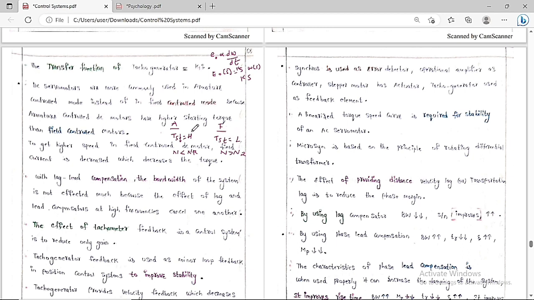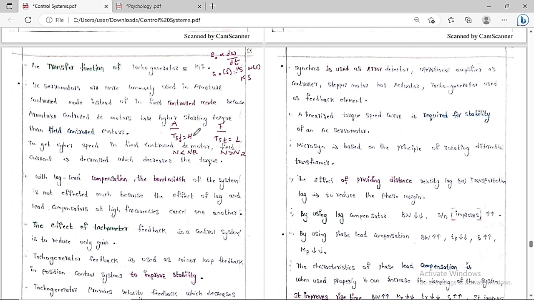So these servo motors are commonly used only in armature control mode instead of field control mode, because armature control DC motors have higher starting torque than the field control motors. In order to get higher speed in field control DC motor, field current is decreased, so it is going to decrease the torque.